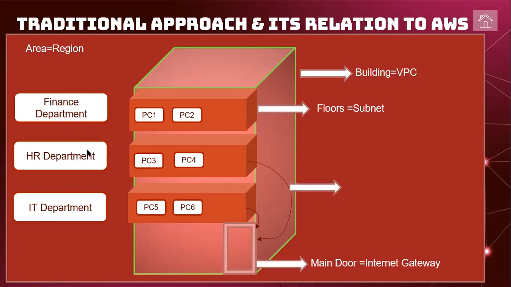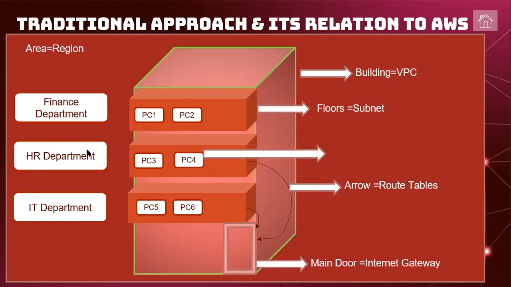And the arrows that you see, which mainly tell the HR department that, okay, if you have to go out, you have to contact the main door. These are your route tables. So with this, now we have got a pretty basic idea of the different components that we are going to configure in our AWS infrastructure.